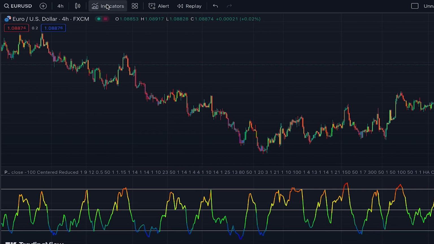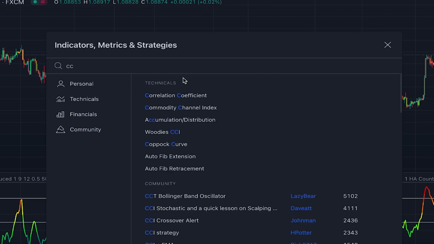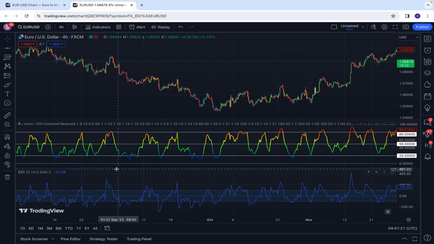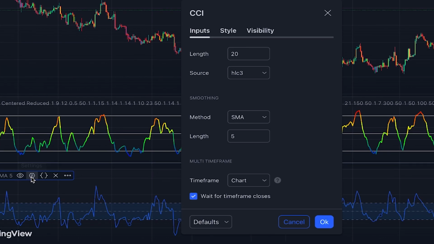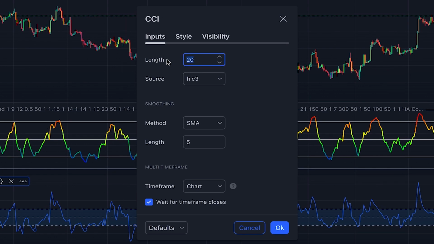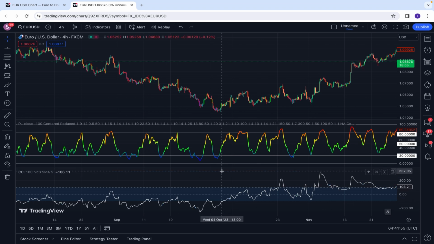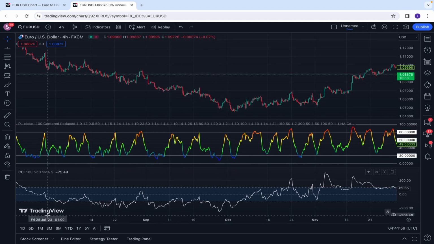Here we click on indicators and we search CCI, this one, commodity channel index, and we need to change the settings of this indicator. So here we go to the settings of the indicator, and for the length we set it at 100, and let's change the color of the CCI line to white so it will be more clear on our chart. Alright, now with the help of CCI and the settings that we made, it can help us with identifying trends.